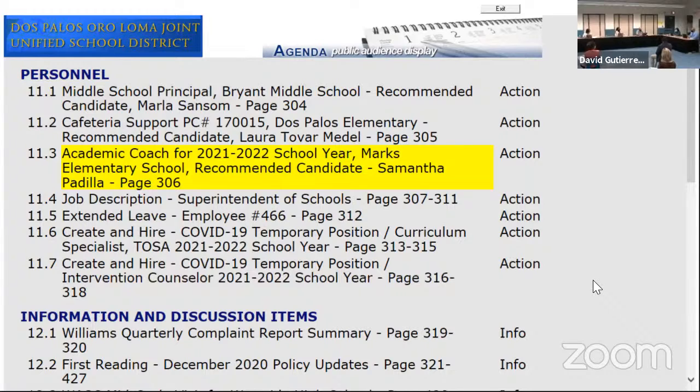Elementary. Similar to 11.1 and 11.2, all three positions are replacements. They're not new positions. But again, Samantha Padilla is the recommended candidate for academic coach. So we're excited about her. Are there any questions? Call for the vote.